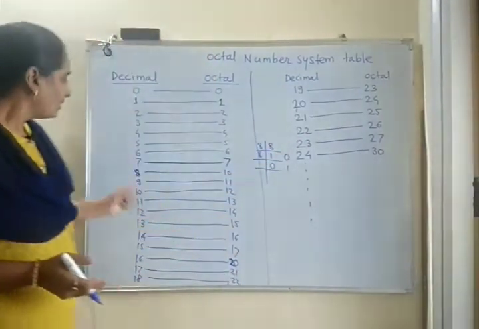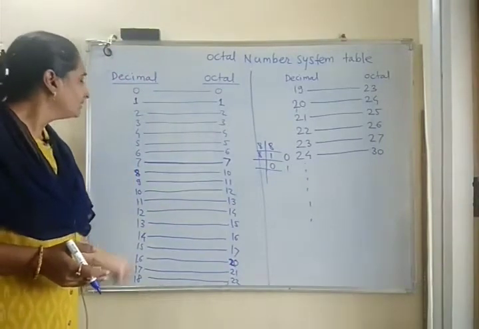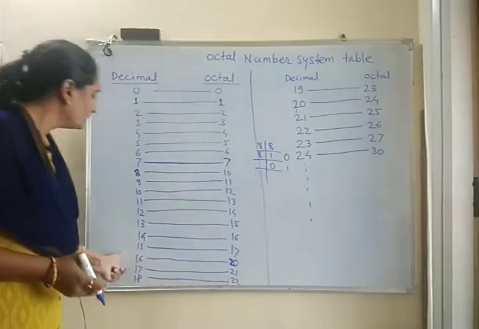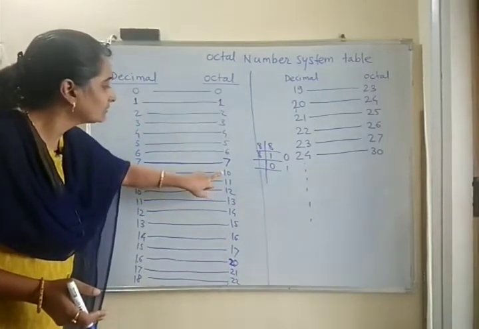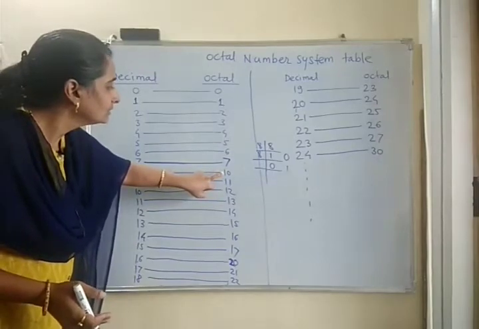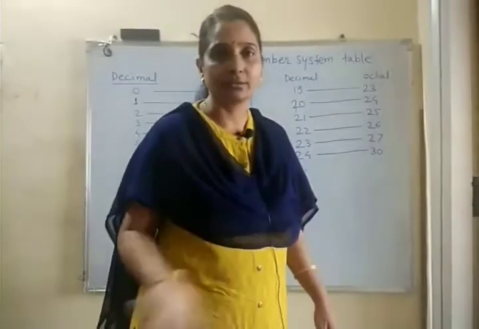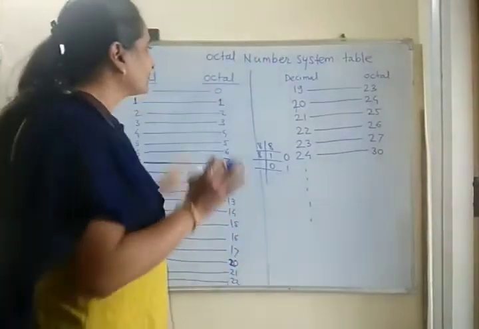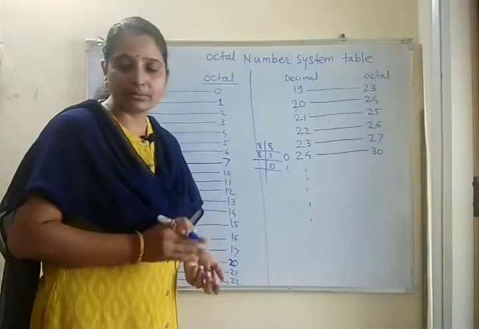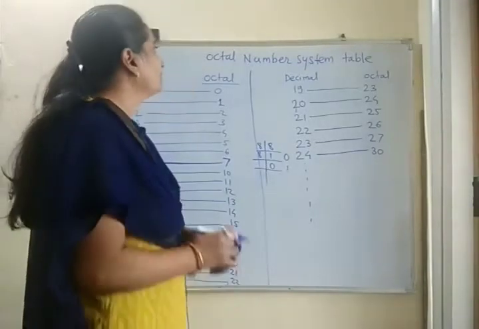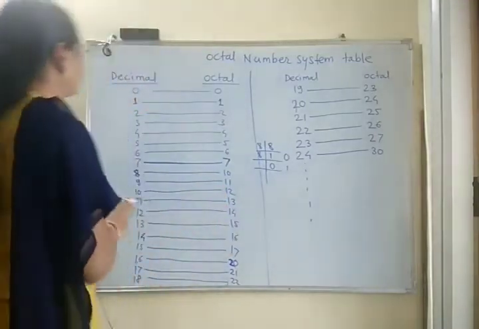Like this, all the multiples of 8 will be transferred from decimal to octal. At that time you have to change the figure here. So here I have taken 1, here I have taken 2, after that 3, 4, and so on. So this is the easy method to convert any decimal number to octal number system. So this is about our octal number system table.